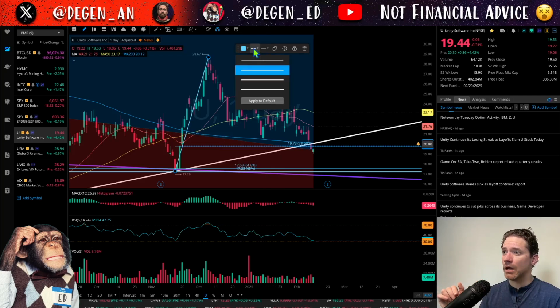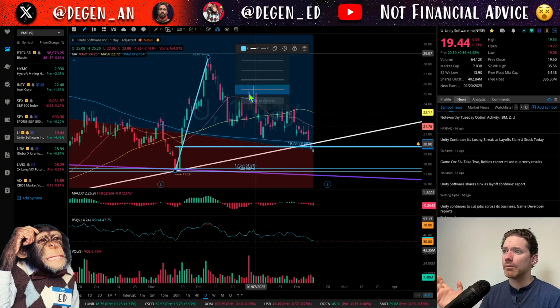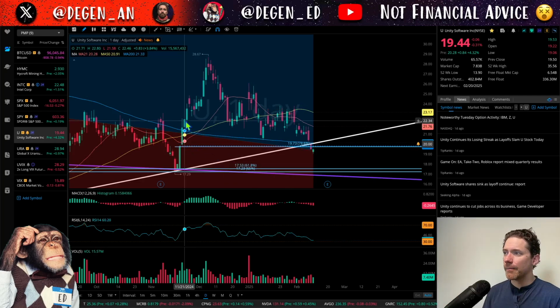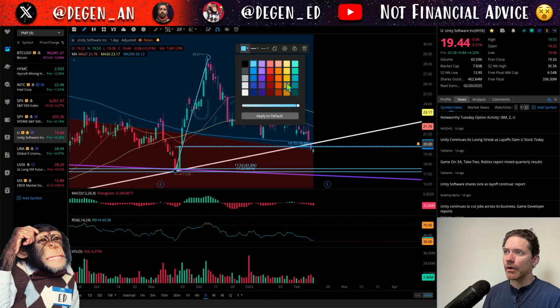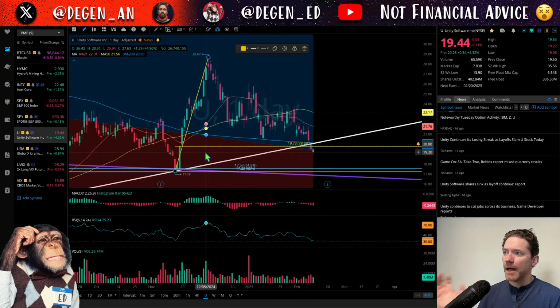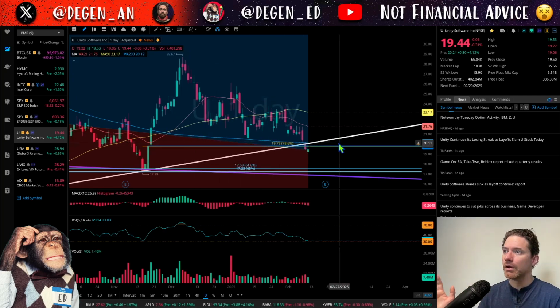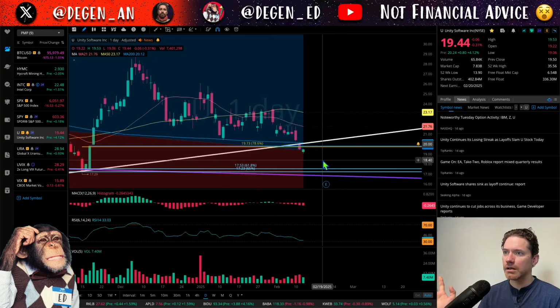Also going to, I don't know how thick I want to make that. I'll make it pretty thick. Actually, no, I don't need to make it that thick. That's fine right there. Maybe I'll make it yellow though, so that stands out. And we also do have this gap here at 19.73. That gap has been filled though, so I'm going to make that line solid.